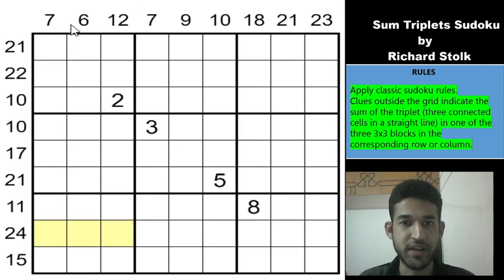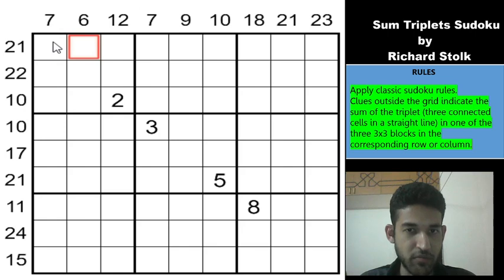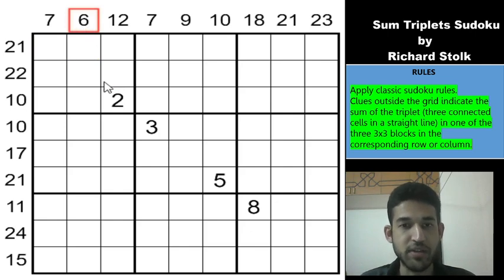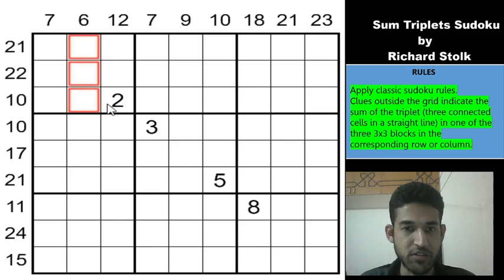Okay, this is interesting, guys. Look at this 7 and 6 clue, right? So 7 is 1 plus 2 plus 4, only possible option. So why is this highlighted? Let me remove that. Okay, so 7 has only one possible option, 1 plus 2 plus 4. That is not going to happen in this box. And 6 has only one option, 1 plus 2 plus 3. That is also not going to happen in this box.